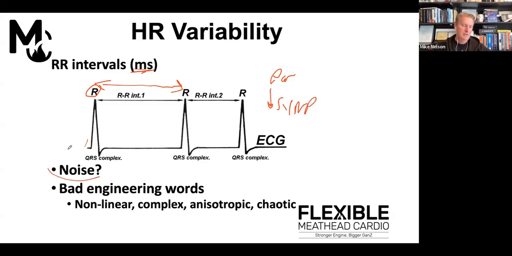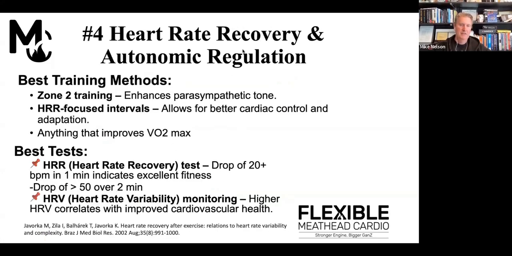When you do this, though, you have to be careful of noise, make sure you're getting true complexes, and there are all sorts of different ways of doing this. I've often joked that whenever we try to apply math to physiology, it's complicated because physiology is literally every bad engineering word known to man. It's nonlinear, it's complex, it's anisotropic, it's chaotic. So sometimes we do need a little bit more complex math in order to figure that out. My master's was actually in mechanical engineering, so I got to do all that fun stuff.